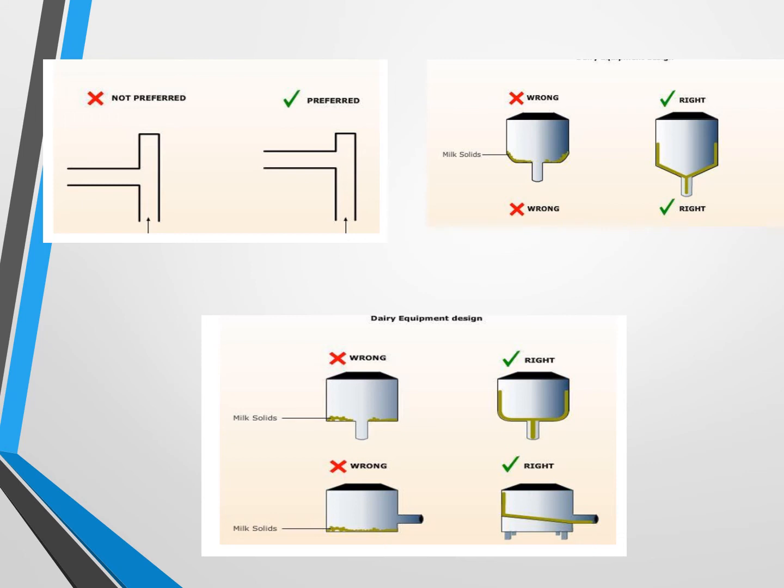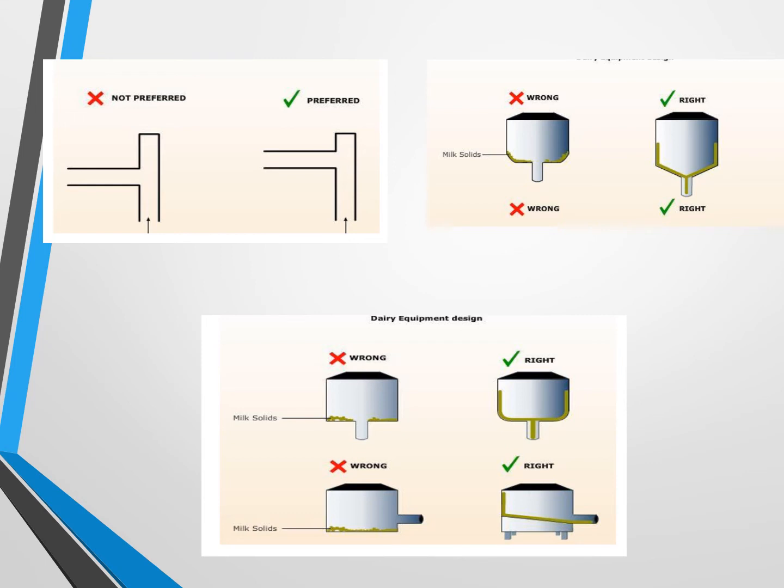In the down figure also, you can see what is the wrong hygienic design and what is the right hygienic design. So in the first figure, you can see there is a tank having a horizontal, there is no slope, so there will be a logging of product. Okay, after opening the valve, some liquid will be there, but if you round the edges, there will be less chances of depositions.